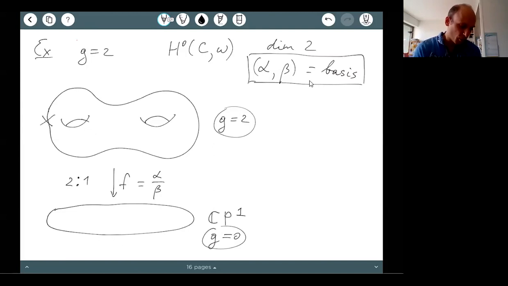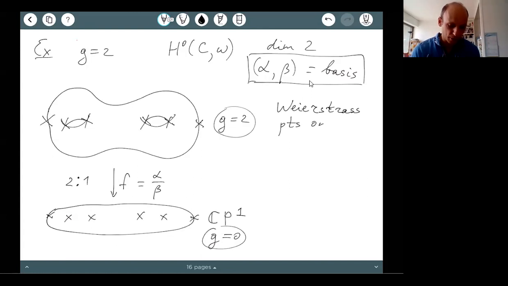And the Riemann-Hurwitz formula tells you that it has exactly 6 branch points. You can even kind of see them on the picture. I'm a little bit cheating, but not so much. So these are the branch points. These 6 points are called the Weierstrass points on the surface, on the curve C.